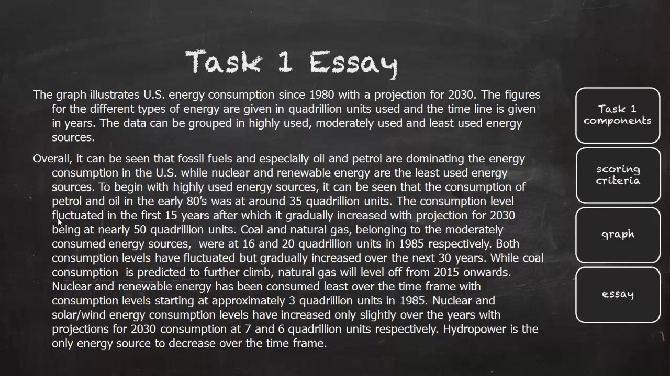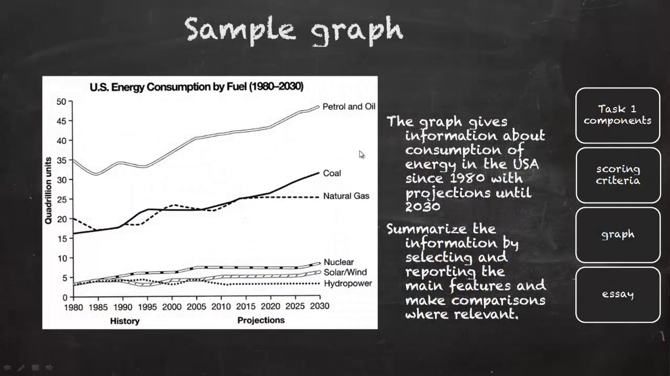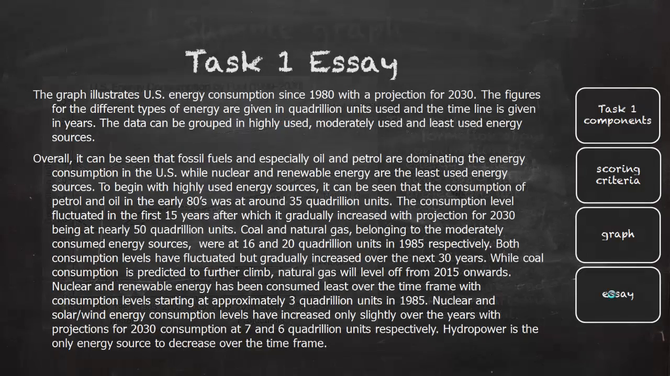I pointed out that petrol and oil are used most, and nuclear and renewable energy are the least used energy sources. Remember, if we go back to the graph, that's the main thing that's going on here. Petrol and oil is used the most, and least are nuclear, solar, wind, and hydropower. That's sort of the big picture. That is the overview. So I spent 1 sentence on that. Now I'm going to start with the details.